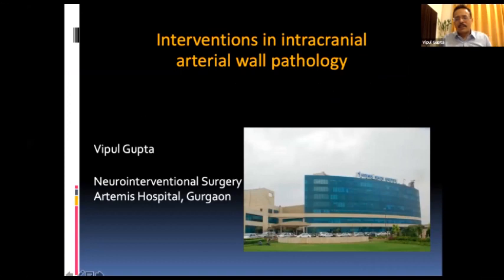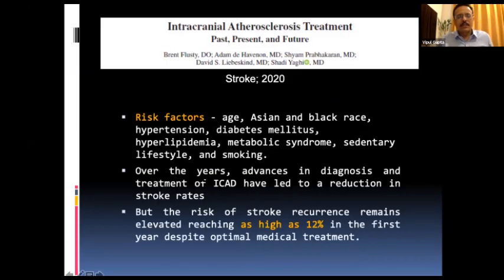So I have a simpler task of talking about interventions in intracranial arterial pathologies. Let me just get going, one second. First and foremost, of course, we are going to discuss intracranial atherosclerosis, that is where the main challenges are and most of the interventions are done.